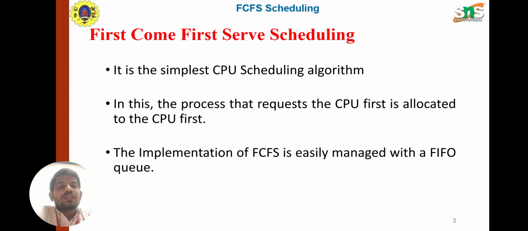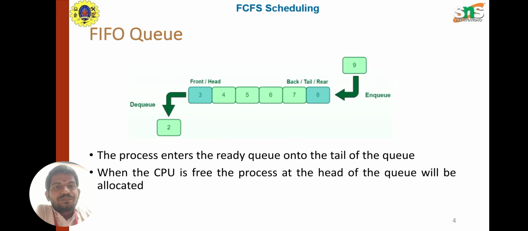In this, the process that requests the CPU first is allocated the CPU first. The implementation of first come first serve is easily managed with a FIFO queue, a first in first out queue. We have two different operations, enqueue and dequeue. Dequeue is on the left side and enqueue is on the right side. We have a front or head side and the back or tail or rear side. The process enters the ready queue at the tail of the queue, and when the CPU is free, the process at the head of the queue will be allocated.